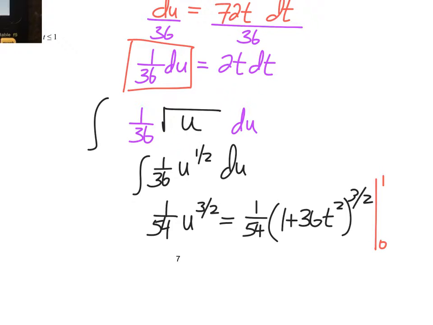Right. So if I put the 1, the 1 makes it clean. So 1 over 54 times 2 to the 3 halves minus 1 over 54 times 1 to the 3 halves, so just that. I don't think it would clean up any more than that without putting a decimal point.